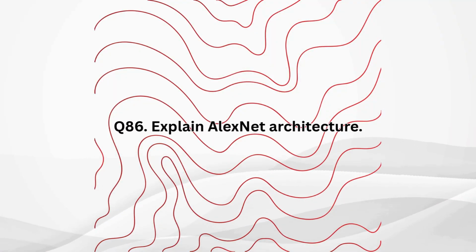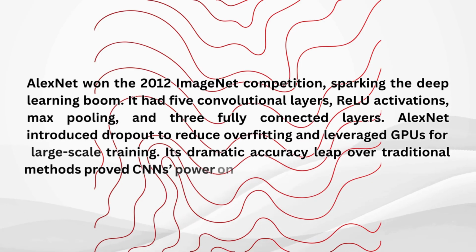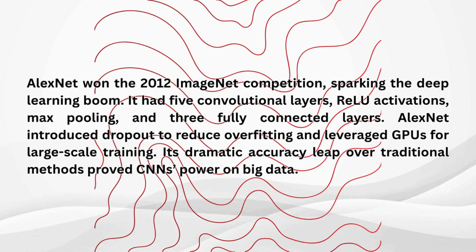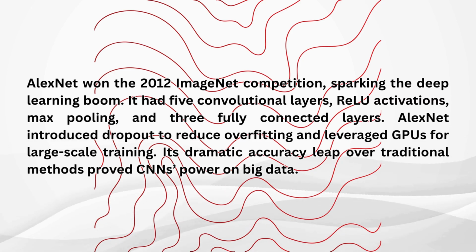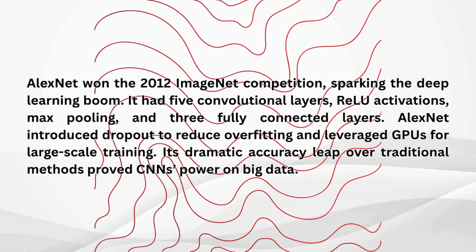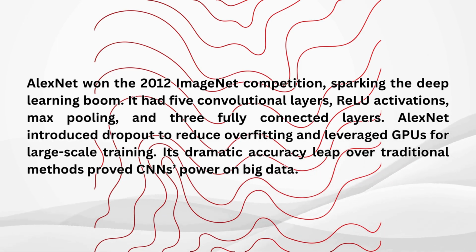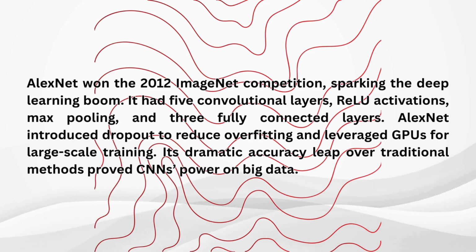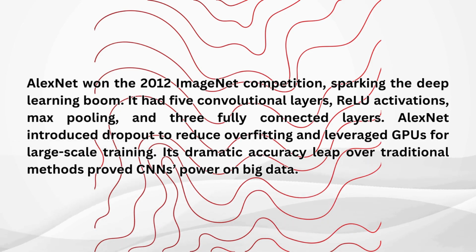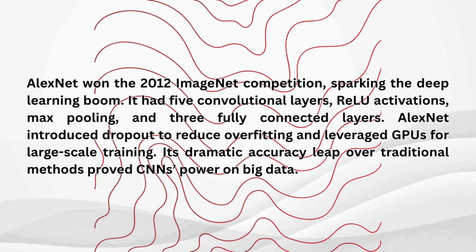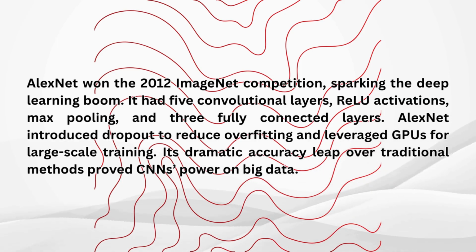Explain AlexNet architecture. AlexNet won the 2012 ImageNet competition, sparking the deep learning boom. It had 5 convolutional layers, ReLU activations, max pooling, and 3 fully connected layers. AlexNet introduced dropout to reduce overfitting and leveraged GPUs for large-scale training. Its dramatic accuracy leap over traditional methods proved CNNs' power on big data.